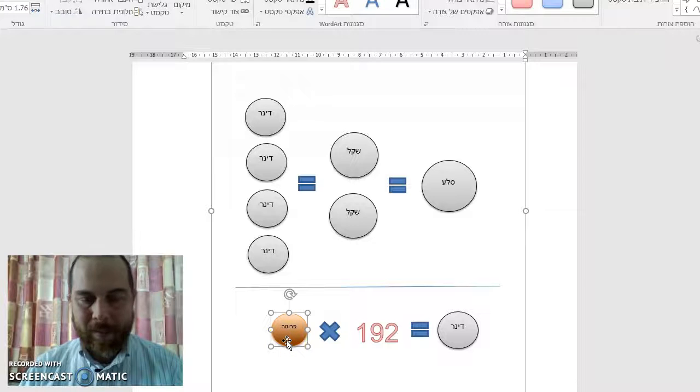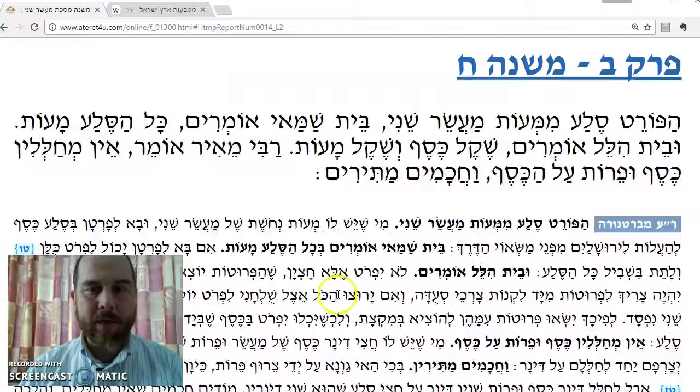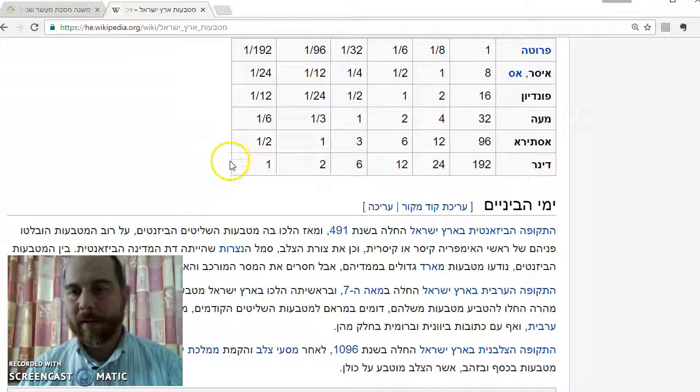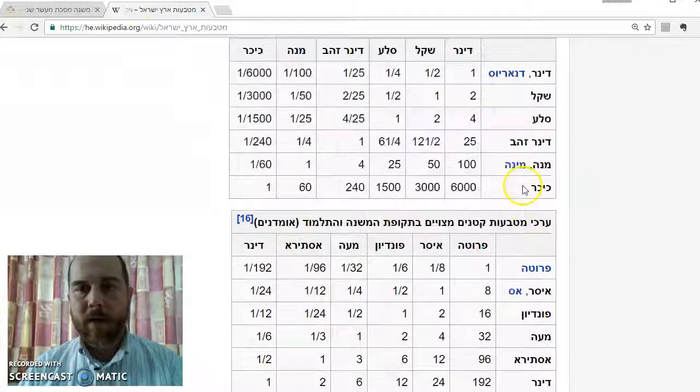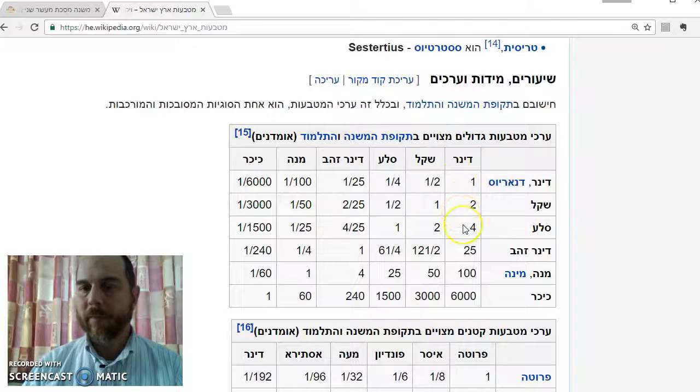Moreover, the smallest denomination they had was called a pruta, and there are all kinds of gradations to get to a dinar. If you look at the Matbeot Eretz Yisrael Wikipedia entry, in the silver denominations, the larger denominations, 1 dinar was 2 shekel, was 4 selah. And then the next level up was dinar zahav. So 25 dinarim was 1 dinar zahav.